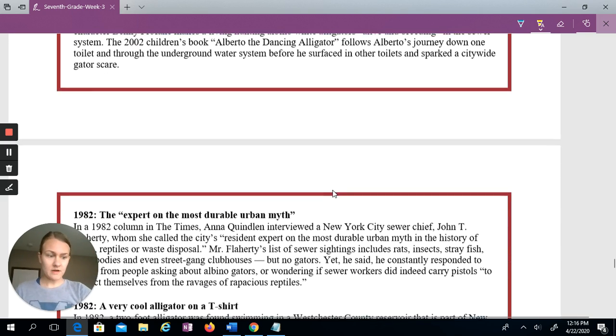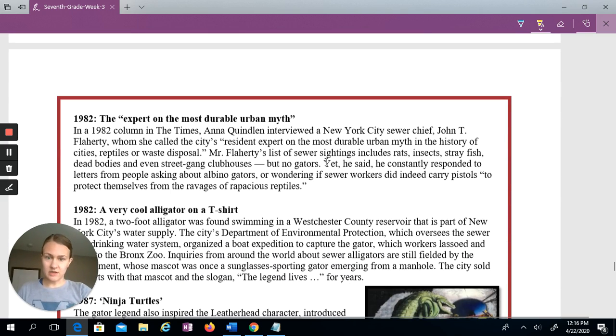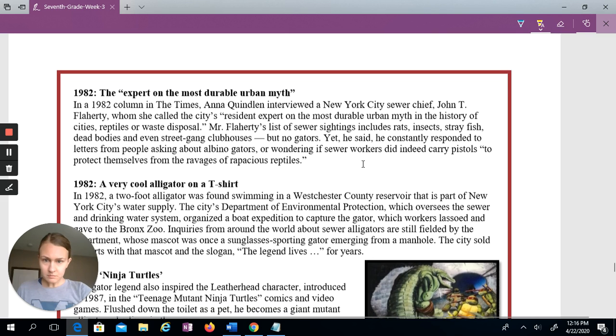And we're going to move on. Here is another one. This is the New York sewer system chief, and he's talking about getting letters from people. So, yet he said he constantly responds to letters from people asking about albino alligators, or wondering if sewer workers did indeed carry pistols to protect themselves from the ravages of rapacious reptiles. So let's start here.